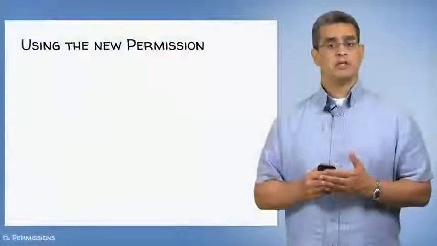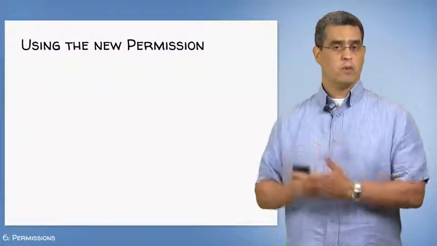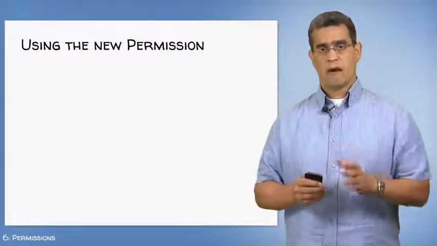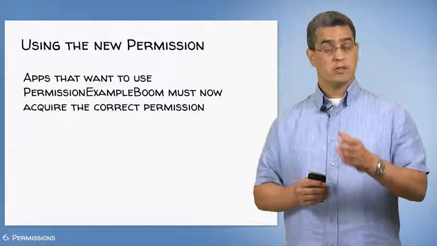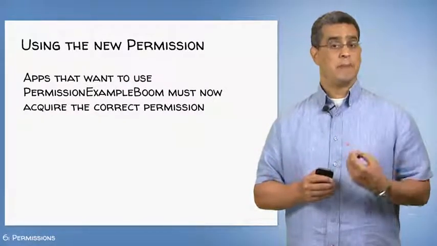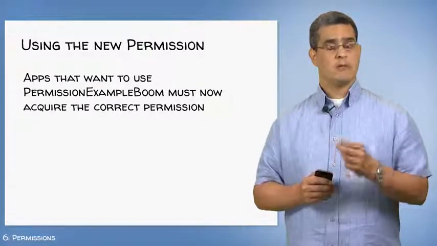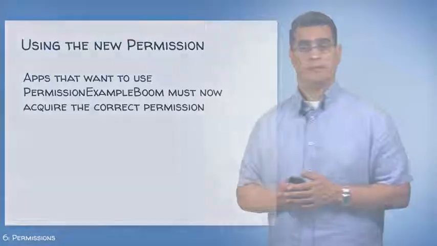Now since the Permission Example Boom application requires the boom_perm permission, any other application that wants to use it will first have to acquire that permission. So let's see what happens if an application without the proper permissions tries to start Permission Example Boom.